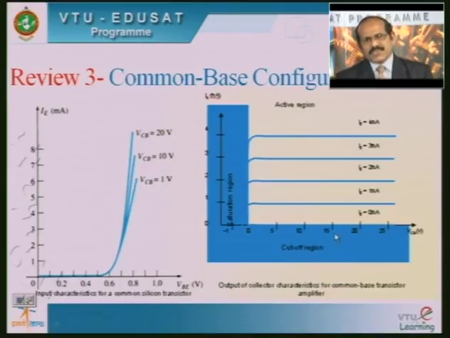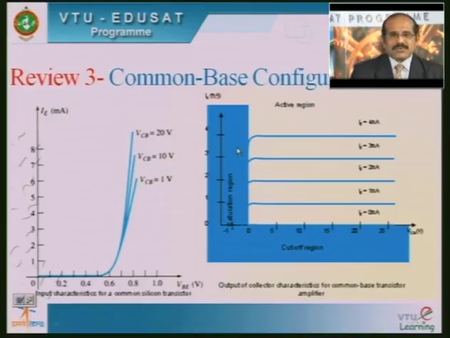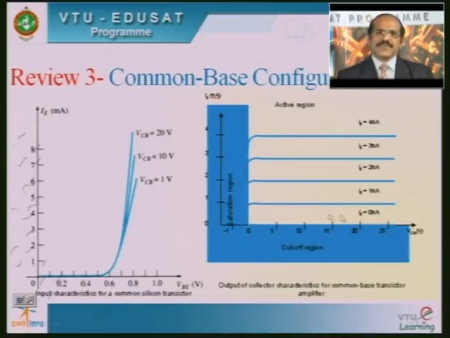The cutoff region is the region below the curve IE equal to 0 milliampere. This is called the cutoff curve. What you can see on the right in blue color, to the left of VCB equal to 0, is called the saturation region, and the region between the cutoff region and the saturation region is called the active region.